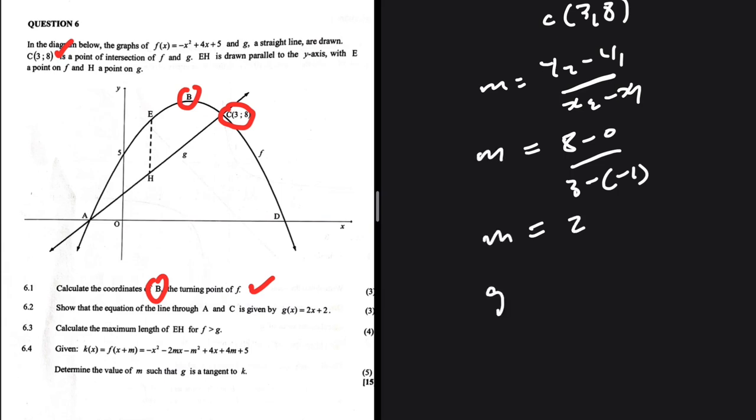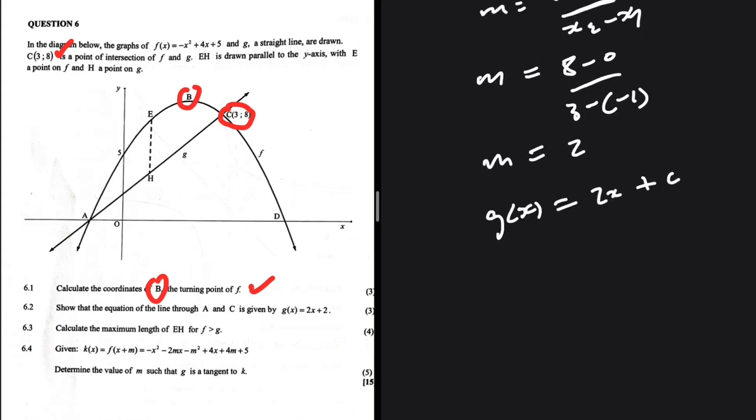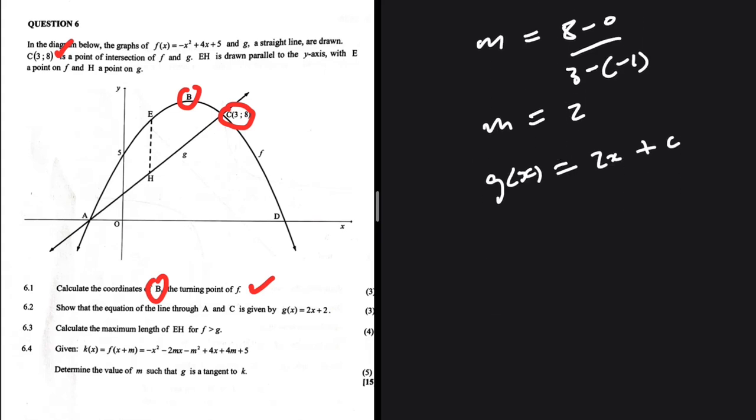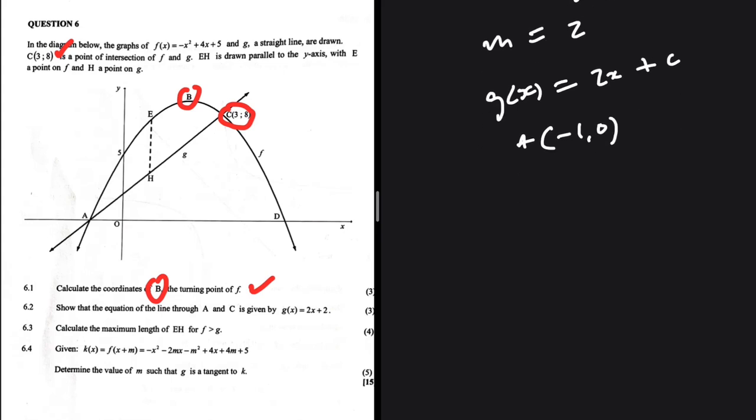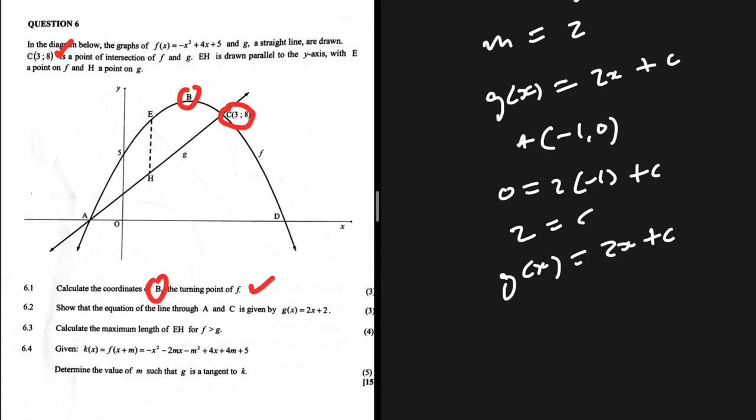So we know now that g of x is equal to 2x plus some c. In order to find c, we can substitute either A or C. Let's substitute A, which has coordinates minus 1 and 0. So when x is equal to minus 1, y is 0. So 0 is equal to 2 times minus 1 plus c. 2 is equal to c. g of x is equal to 2x plus 2. Let me just tell you the problem I have with this question. We got g of x equal to 2x plus 2, not c. 2x plus 2.